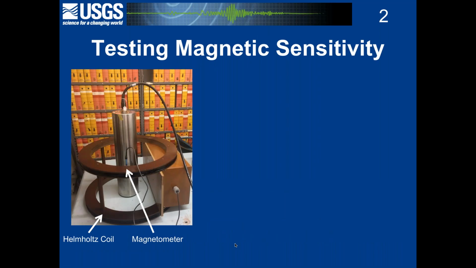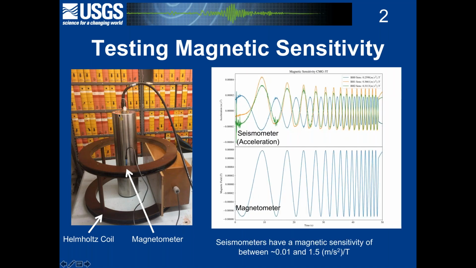So how do we measure this in the lab? How do we measure how sensitive an instrument is to magnetic fields? We have a Helmholtz coil here, which we inject a current into to produce very large magnetic fields within the coil. We have a magnetometer here, which measures the magnetic fields, and we have our instrument under test. So we record the magnetic flux within the coil.